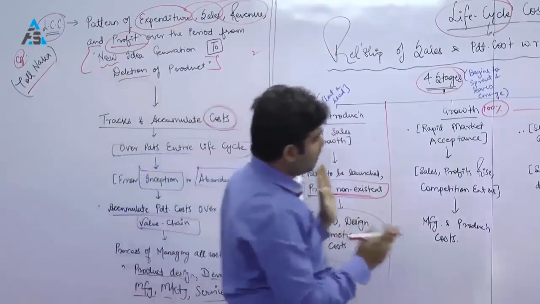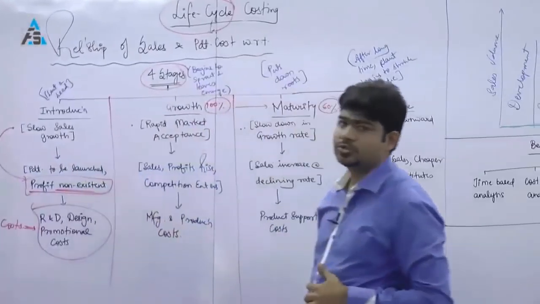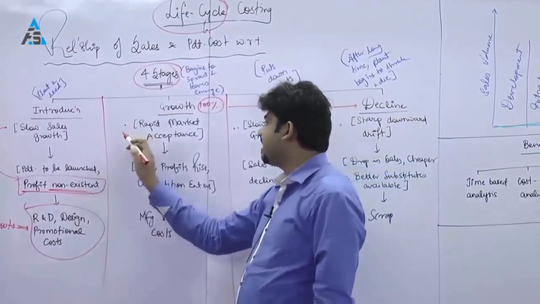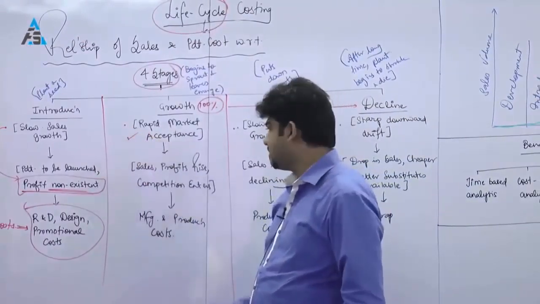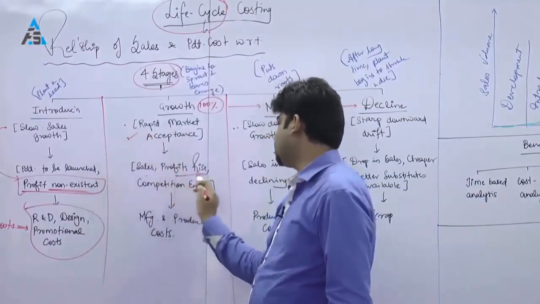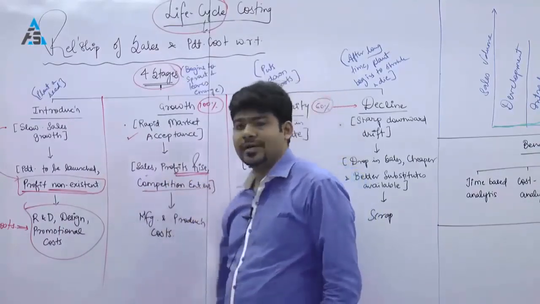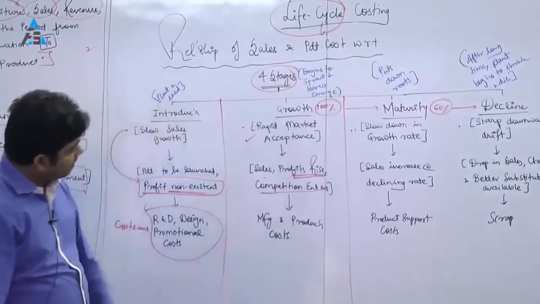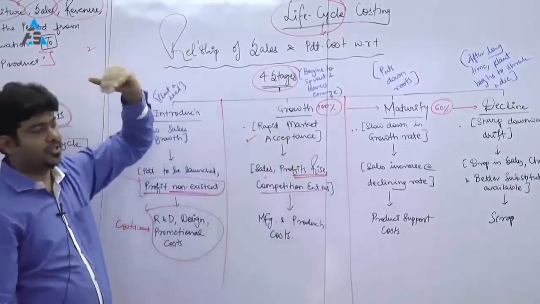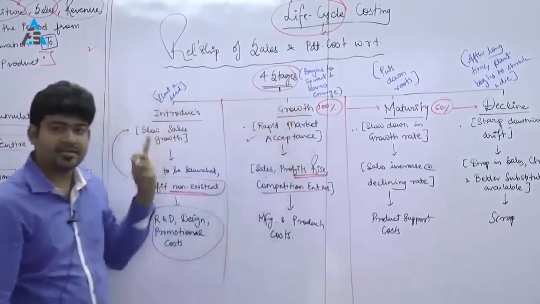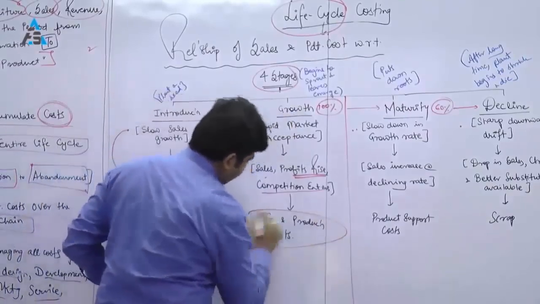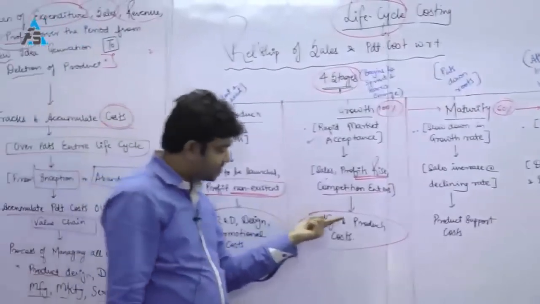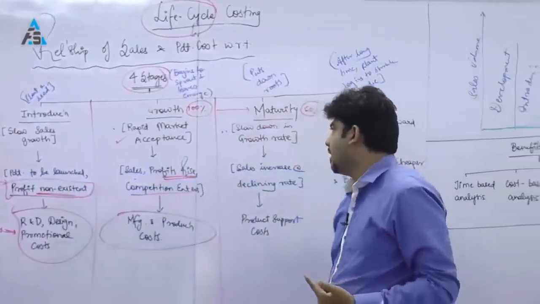We move on to cut two, and cut two is my growth stage, the most acceptable stage or the most awaited stage for any company, any business. It is characterized by rapid market acceptance, and then sales and profits will rise and competition enters, because in the growth stage, as I said, the competition has just entered. Correct? So sales, great, huge increase. Profits, huge increase. That is how it is characterized as a growth market. And because there is a huge increase in the sales, production has to increase, and therefore in such a stage manufacturing and production costs are at the highest.